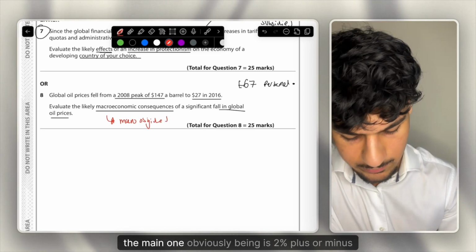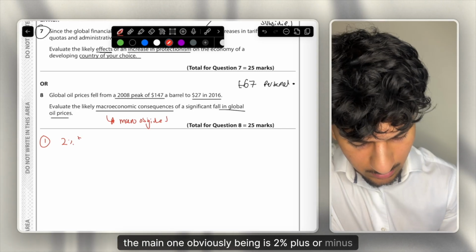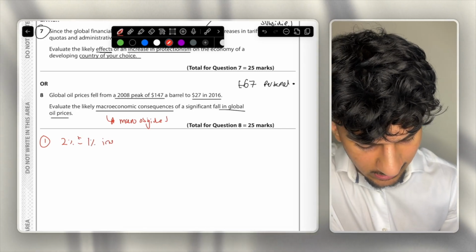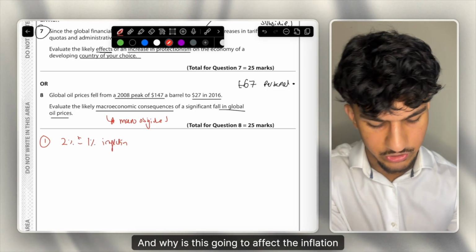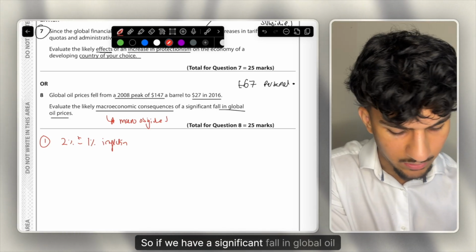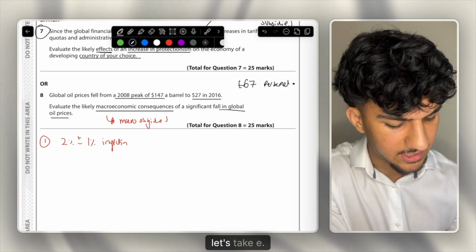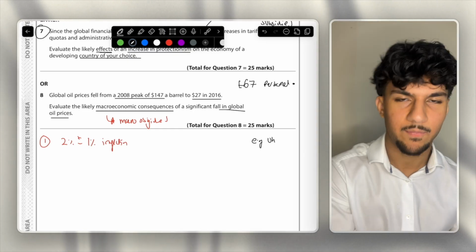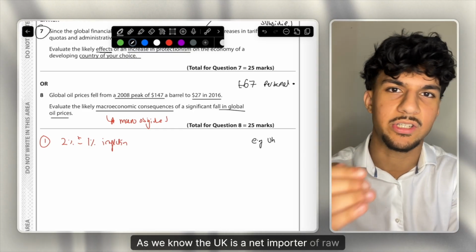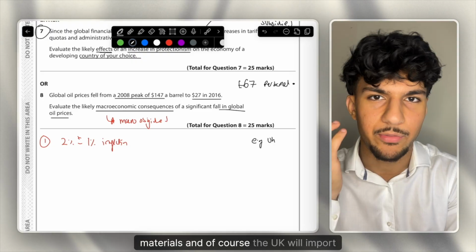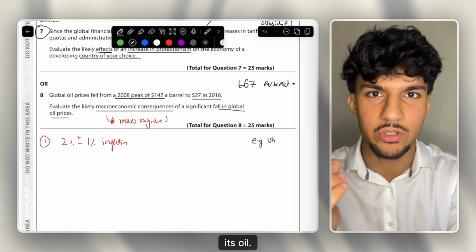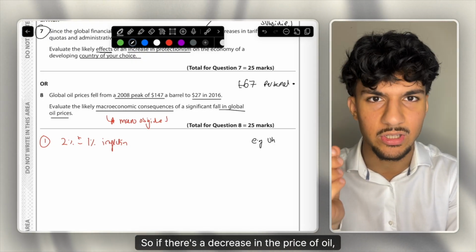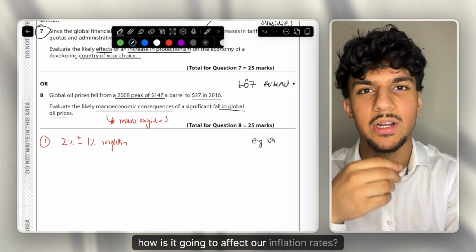And the first one, the main one obviously, is 2% plus or minus 1% inflation. And why is this going to affect the inflation rate? So if we have a significant fall in global oil prices, let's take the UK for example. As we know, the UK is a net importer of raw materials, and of course the UK will import its oil. So if there's a decrease in the price of oil, how is it going to affect our inflation rate?